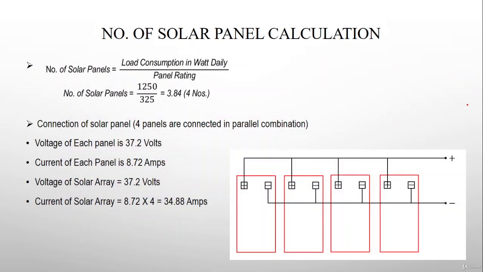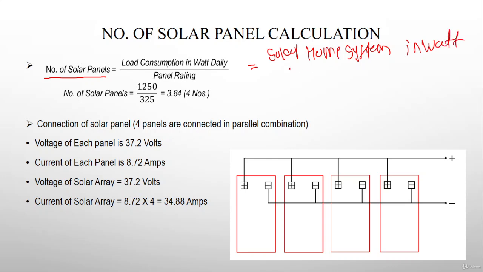Once we have decided which solar panel to take into consideration, we are going to calculate the number of solar panels in the system. The number of solar panels is determined from the solar power plant capacity. So the capacity of the solar home system in terms of watt, based on the daily consumption, is divided by the individual panel rating we have selected.